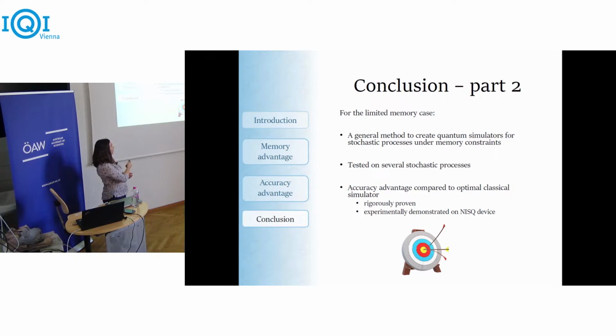We tested it on several processes, and I've shown you some examples here. And then we've shown an accuracy advantage compared to the optimal classical simulator. It's worth pointing out once again that the easy thing to do would have been to just compare our machine-learned quantum models with some machine-learned classical model. That's what you'd naturally think to do. But then you can't say anything rigorous, because you don't have a guarantee that that machine-learned classical model is actually optimal. That's why it's really important to have rigorous bounds, so that you can make a clear statement about advantage. And then we also experimentally demonstrated it on a NISQ device, and we showed that the accuracy advantage still survived noisy implementation.